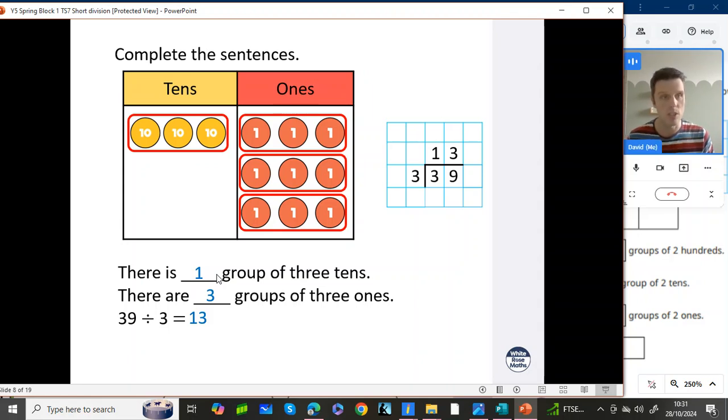Now, the tip I would give when using short division is keep it simple. Don't say 3 tens and 9 ones divided by 3. Literally, just state the digits that you see. So I always say, how many 3s in 3? And there's 1. And then how many 3s in 9? There are 3. Keep your language simple, okay? That way, it doesn't matter how big the number is. You can just answer it one digit at a time.